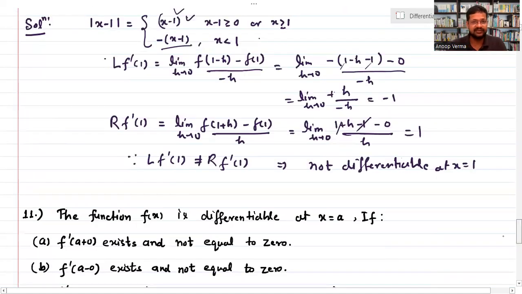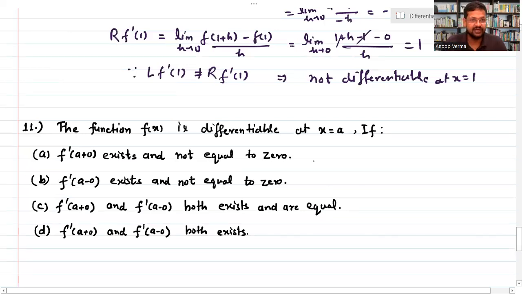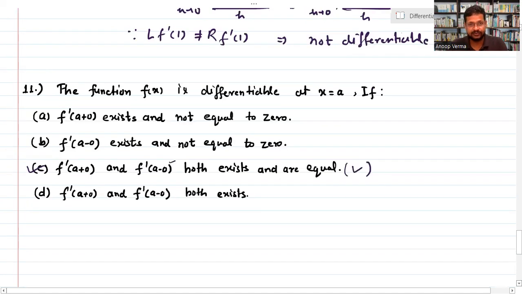What does the 11th say? The function f(x) is differentiable at x equals a if f dash a plus 0 means we are talking about the right hand derivative at a. Okay, so exist not equal to 0, here 0 has nothing to do with it. f dash a minus 0 exist and not equal to 0, so this also is not it. f dash a plus h 0 and this means this is the right hand derivative and this is your left hand derivative, both exist and are equal. The left hand derivative as well as the right hand derivative should exist and be equal for the function to be differentiable at the point x equals a. So the third option is correct.